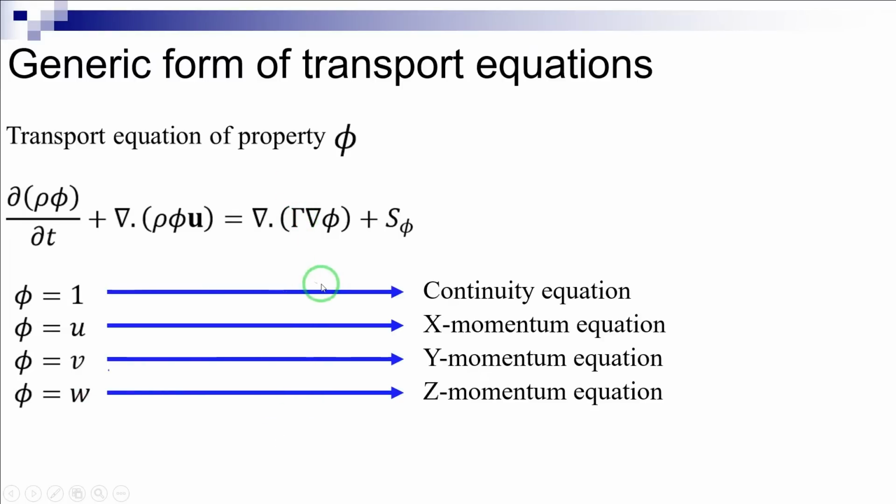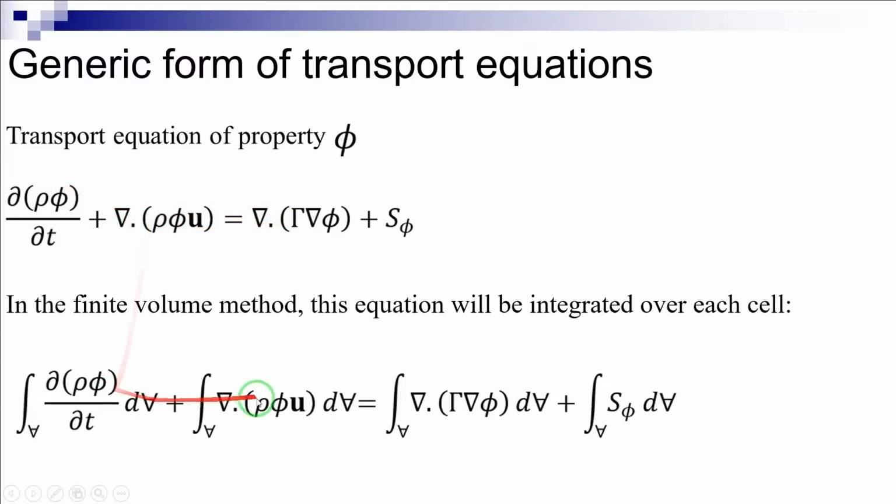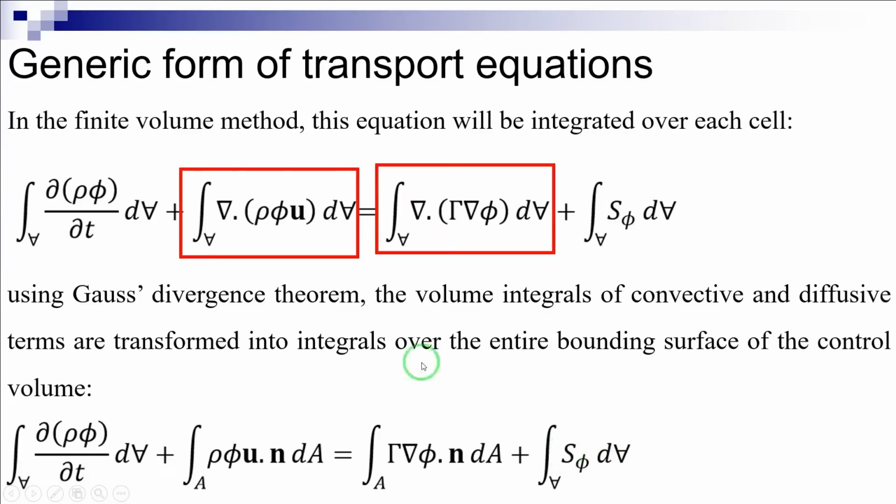In the finite volume method, this transport equation will be integrated over each cell as shown here, where this sign is the volume of the control volumes as shown here. Using Gauss divergence theorem, the volume integrals of convective term, second term, and diffusive term, third term, as shown here, are transformed into integrals over the entire bounding surface of the control volume as shown here.